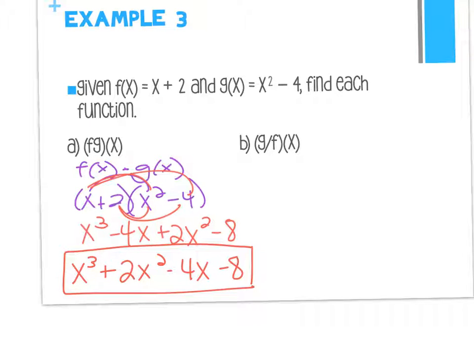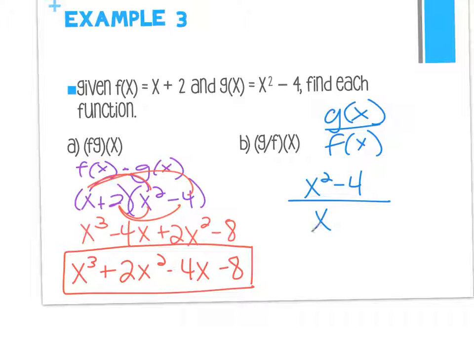Okay, good. All right, then the next one is g over f of x. So this is g of x over f of x. G is x squared minus 4. That goes in the top. X plus 2 goes in the bottom. So before we simplify this, we want to identify the restriction. What can't x equal this time? Good. Can't equal negative 2, right? Because it would make that bottom 0.